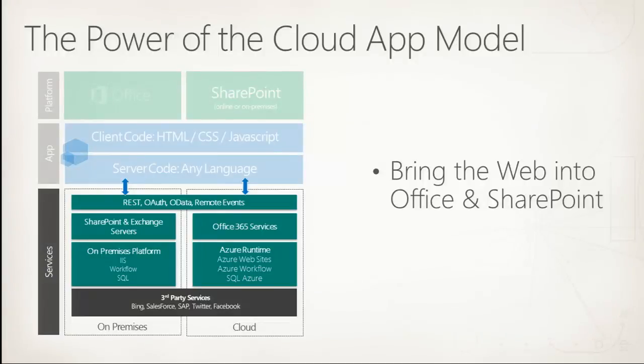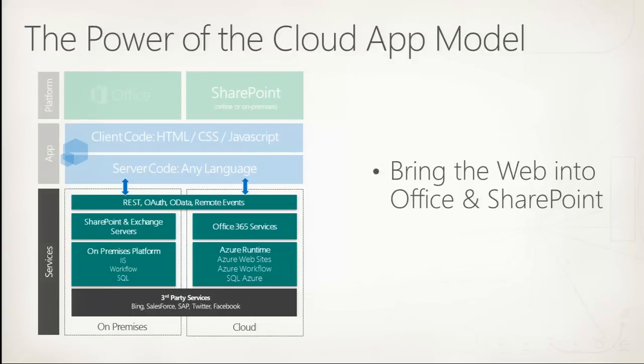The first thing I want to talk about is that this model is all about bringing web content, web services, and the richness that is out there in terms of social, connectivity, intelligence, all that goodness, into Office. So the key focus and the sweet spot for the apps that you create here is when you connect to services. And these services can be in the cloud or on premises.